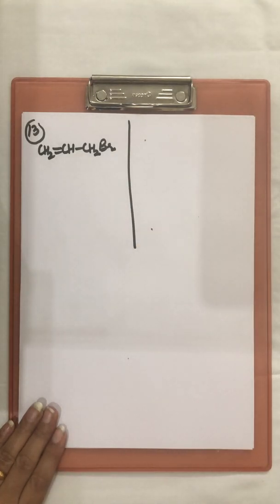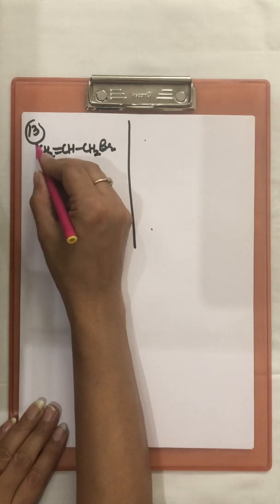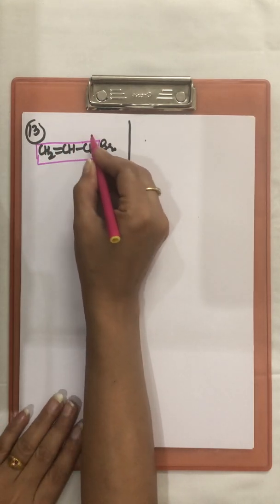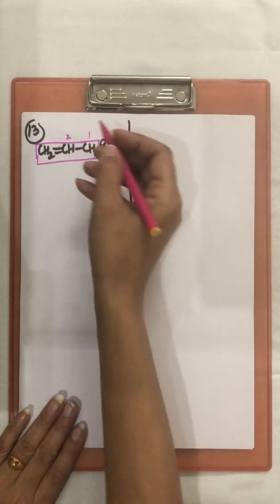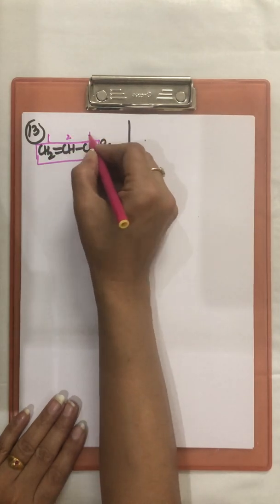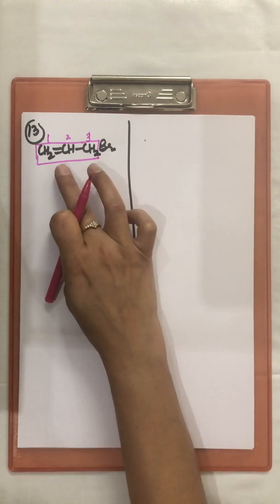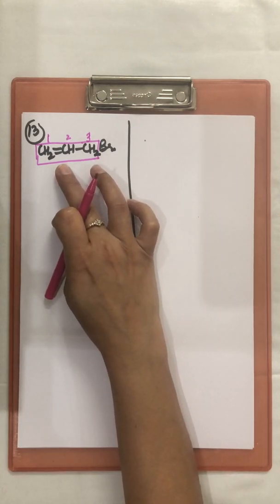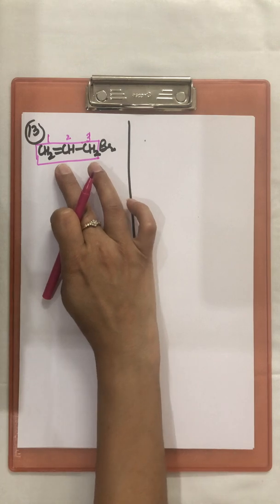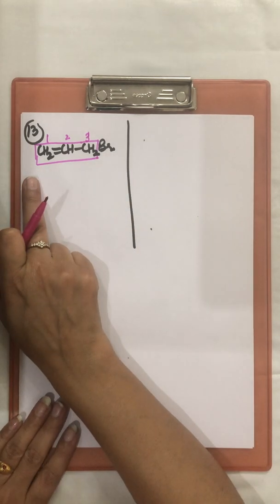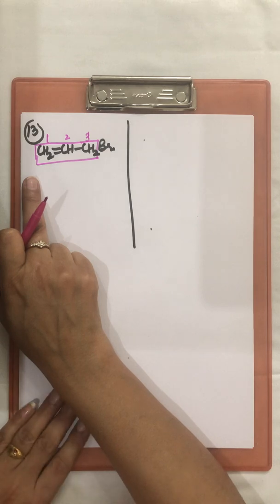IUPAC name of this compound. This is our parent chain. Numbering from the halogen side? Numbering now will be from the double bonded side, because if there is a substituent and a double bond, then the preference is given to the double bond. The multiple bond gets the preference, so numbering will now be from the double bond side. It should get the lowest number.